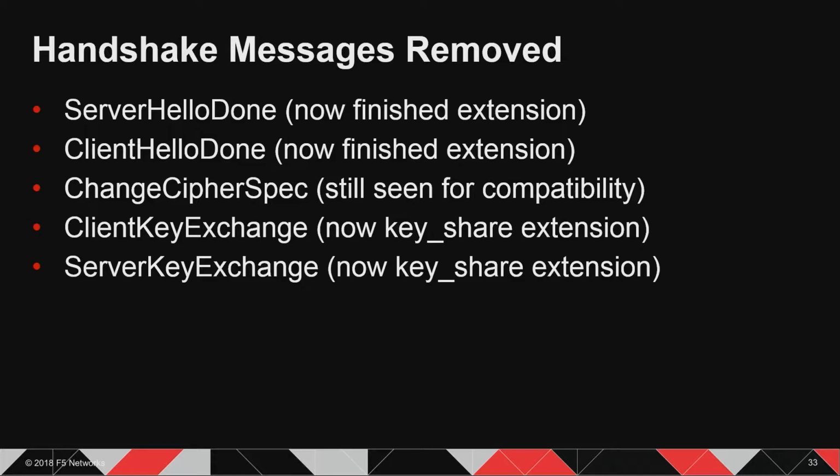So a lot of handshake messages that used to be there are gone now. So when you're debugging, there was a server hello done. Now it's just an extension in that server message that says finished. The client hello done, again, it's just a finished extension now. Change cipher spec, it's gone completely, it's just there for fooling middle boxes. The client key exchange and the server key exchange messages are gone. There's now a new extension called key share. So a lot has changed in the handshakes. Again, this is why I think 1.3 is kind of a deceptive version number.